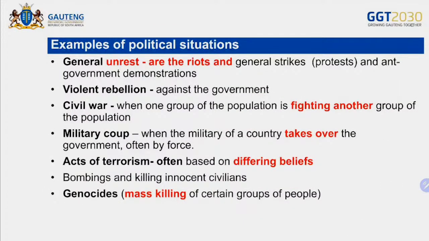And then examples of political situations, we've got general unrest, such as riots and general strikes, protests and anti-government demonstrations, violent rebellions against the government, civil wars when one group of the population is fighting another group of the population, military coup when the military of a country takes over the government, often by force, and acts of terrorism, often based on different beliefs, bombings and killing of innocent civilians. And then you've also got genocide, mass killings of certain groups of people.